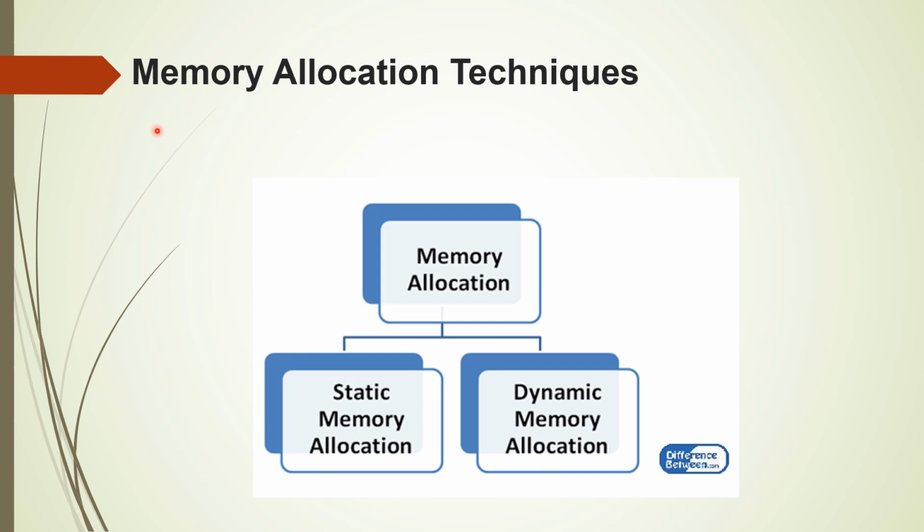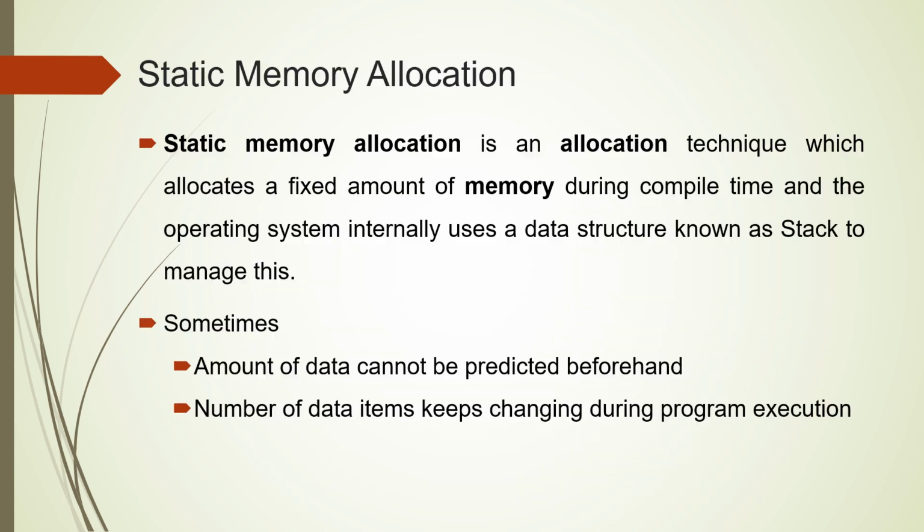Now let us see what are the different techniques to allocate memory to the declared variable in the C programming language. The memory allocation techniques are divided into two: one is static memory allocation and another is dynamic memory allocation. Before understanding the concept of dynamic memory allocation, we'll see what is static memory allocation, what the disadvantage of static memory allocation is, and how to overcome those disadvantages by using the dynamic memory allocation technique.